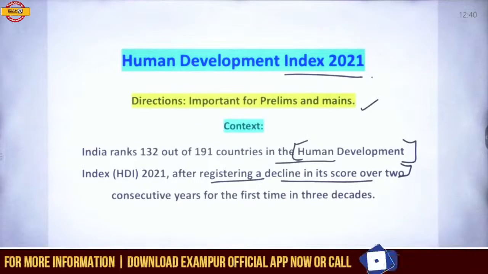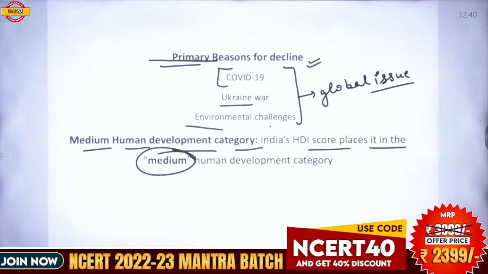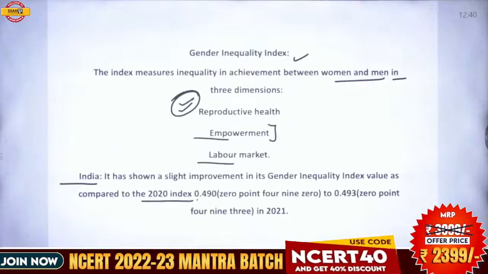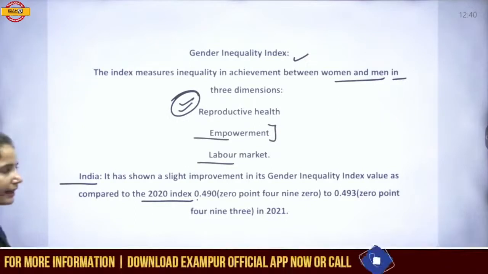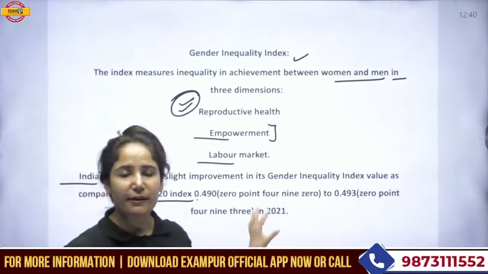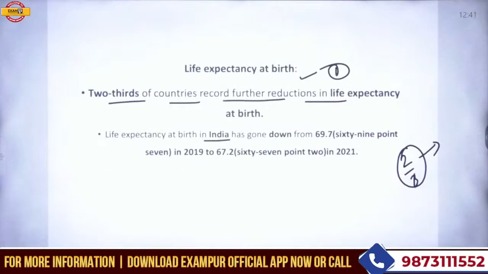So HDI is there. HDI rank is 132 out of 191. What have we achieved? The primary reasons would be COVID, Ukraine, and environmental challenges, which are happening across the entire country. And gender inequality, again a matter of the sustainable development goals. In the target of the sustainable development goals, we have declined.